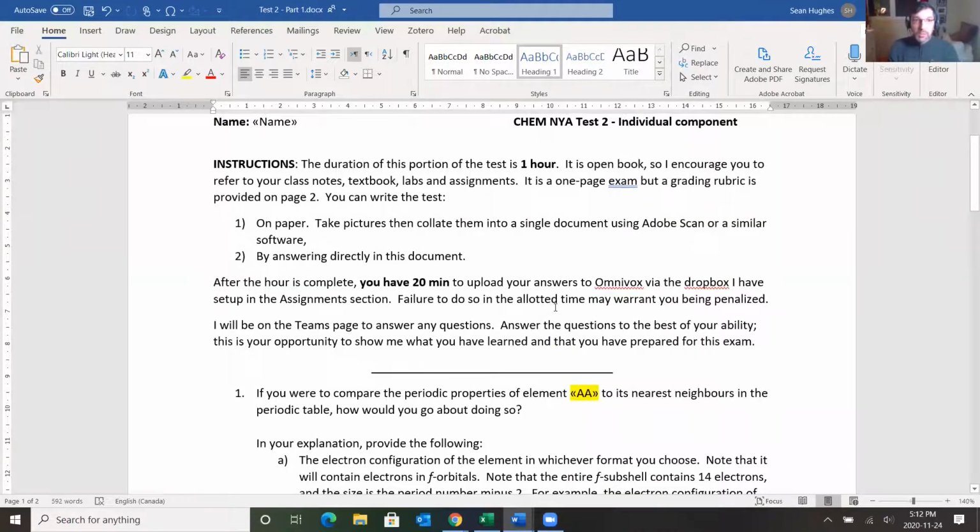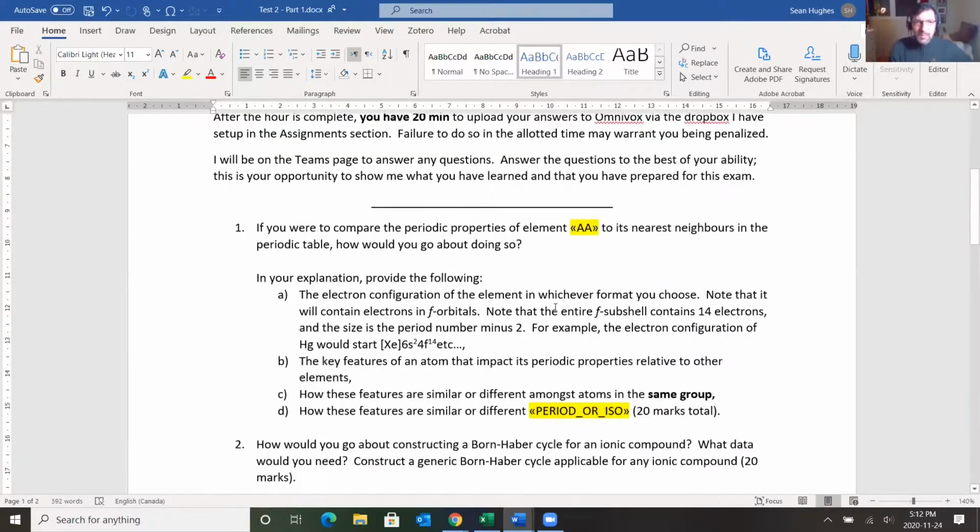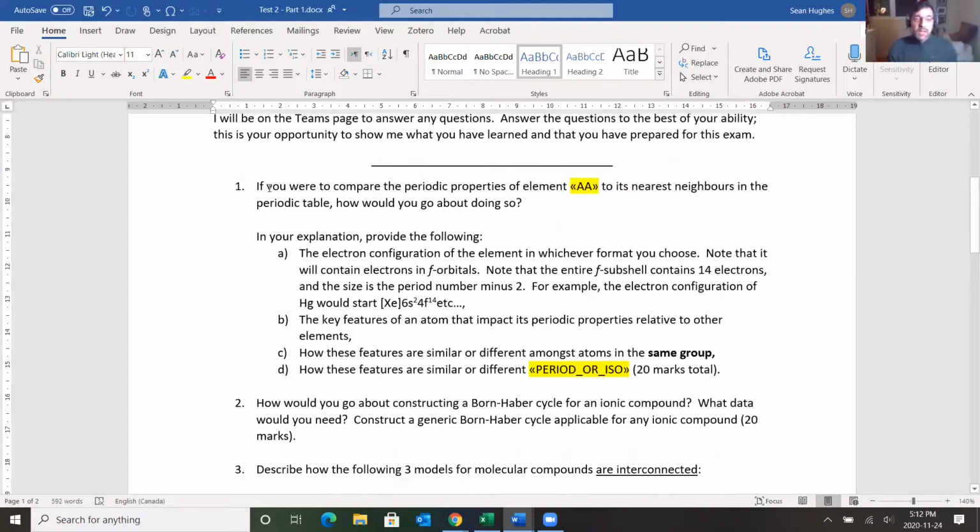Like I said, it was open book. You could use whatever resource you wanted except another person. So let's take the first question here. Again, this was a question, I think, on periodicity.